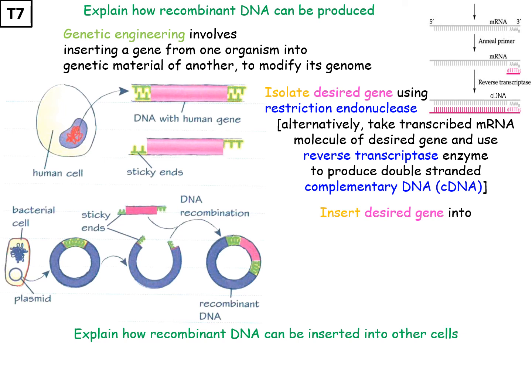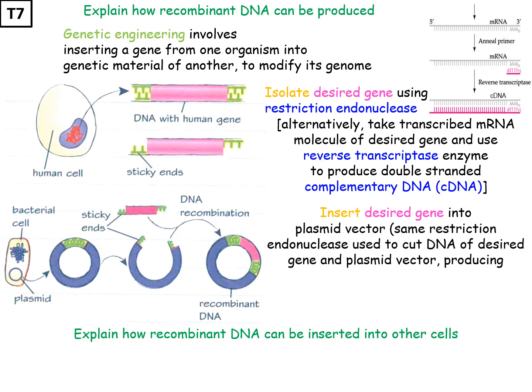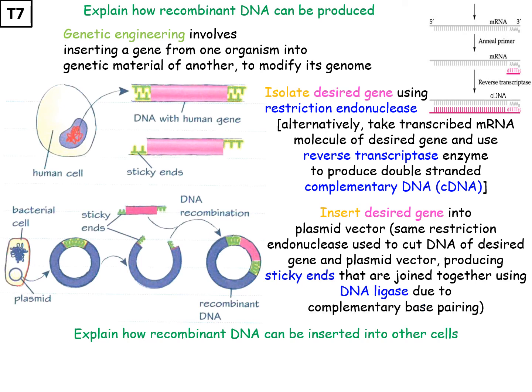Then you'd want to insert the desired gene, or you could insert the cDNA. Remember, you've got sticky ends, and you'd insert it into the plasmid vector, and because you use the same restriction endonuclease to cut the DNA, the desired gene and the plasmid vector would have complementary sticky ends, so those sticky ends can be joined together using DNA ligase due to the complementary base pairing. So effectively hydrogen bonds will form between them.